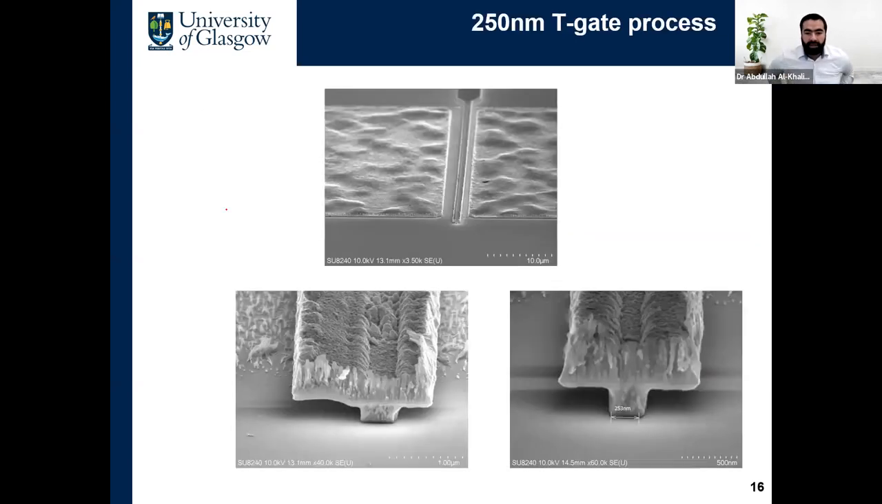Here is an example picture of a 250 nanometer T-gate process that we have done in Glasgow. So this is the overall picture. Here we can see a zoomed-in picture from the side of the T-gate. On the left-hand side, we have another T-gate with a much larger head. Basically, this can act as a field plate to ease the electric field on the drain side of the device. So we can play around with E-beam to cater for our needs.